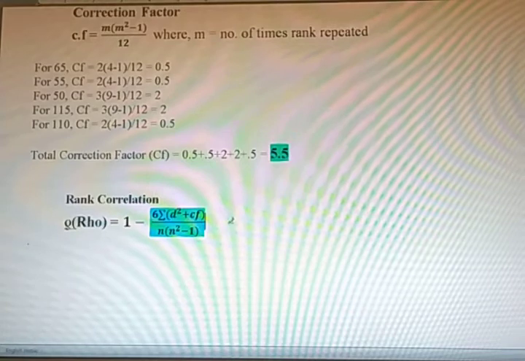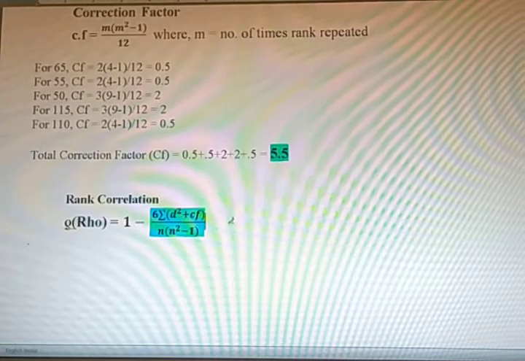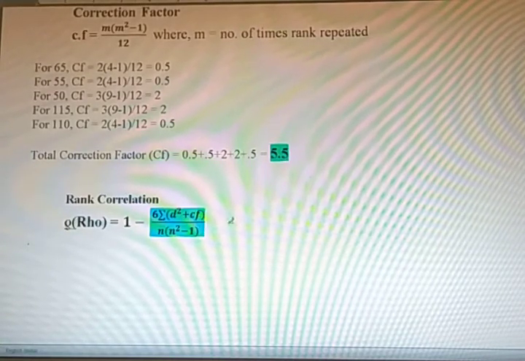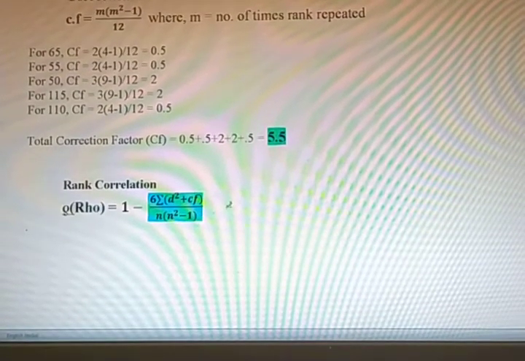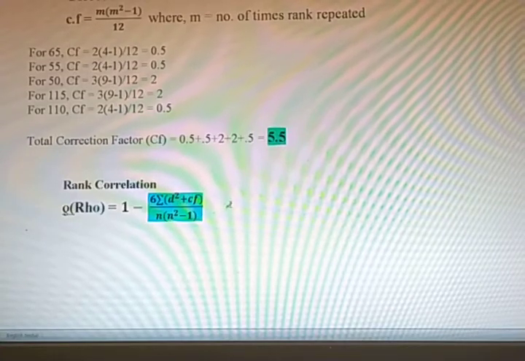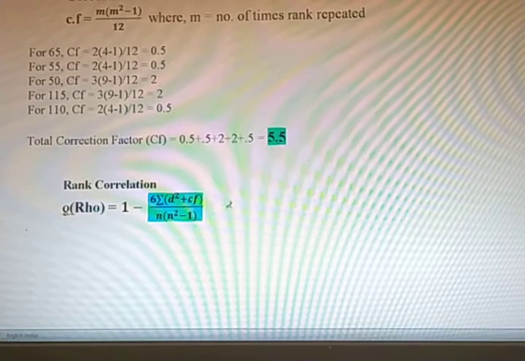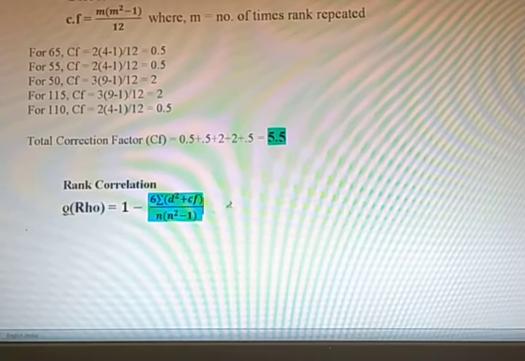I hope you are clear with the concept. Once again, I remind you that this rank correlation value will not go more than 1. It should be between minus 1 and plus 1. If you get a value more than 1, for example 1.5, 1.8 or 1.6, it means you have made a mistake in solving the problem. Your answer should always be less than or equal to 1 in magnitude; it might be positive or negative.